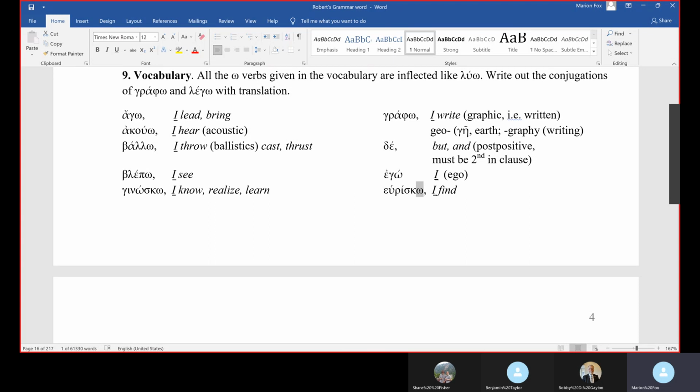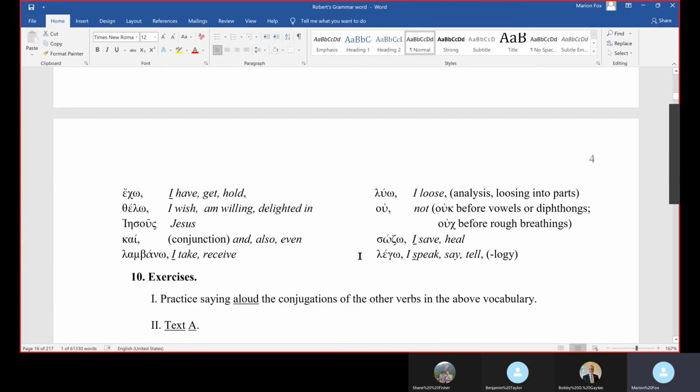And heuriskeis, that is, you find it, singular. Heuriskei, he, she, or it finds. Heuriskomen, we find it. Heuriskete, you all find it, you plural. Heuriskousi, they find it. They find, not it. I've added the word it in there, but it's not there in the original.